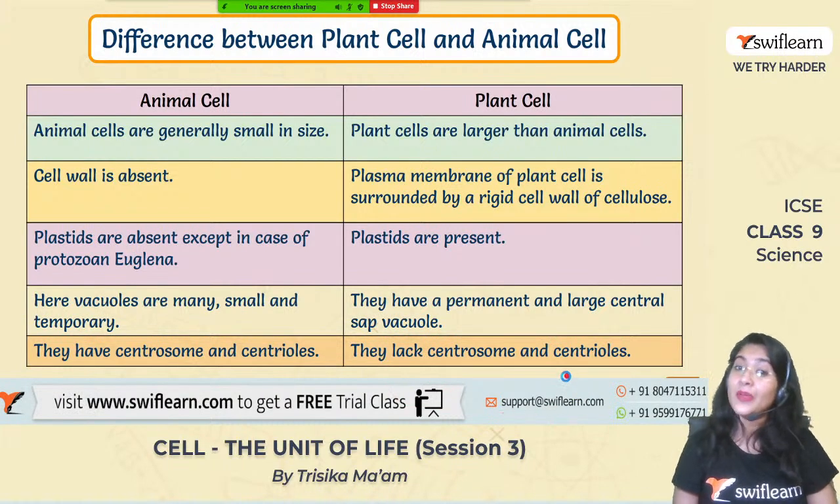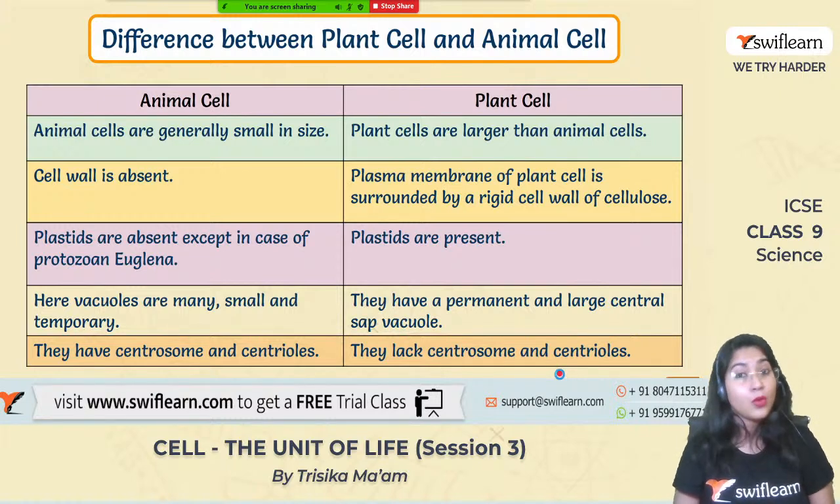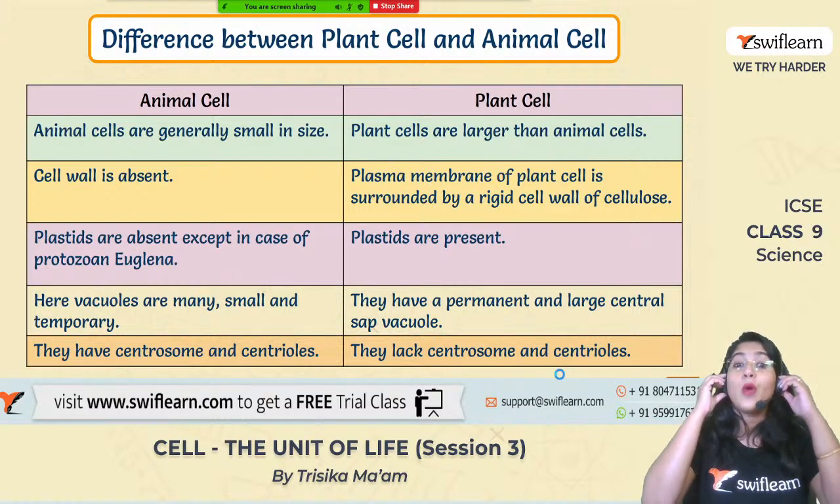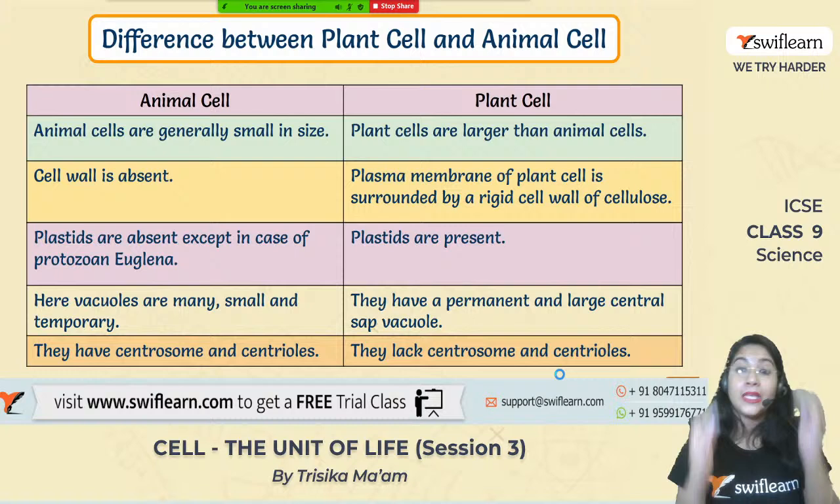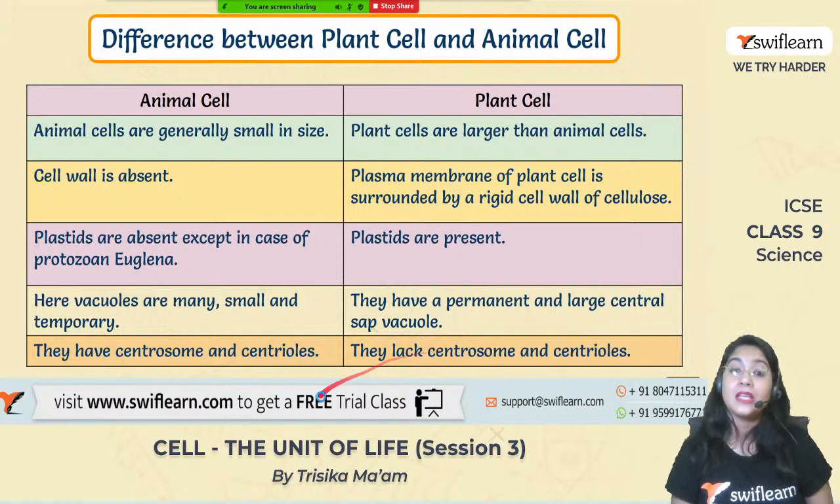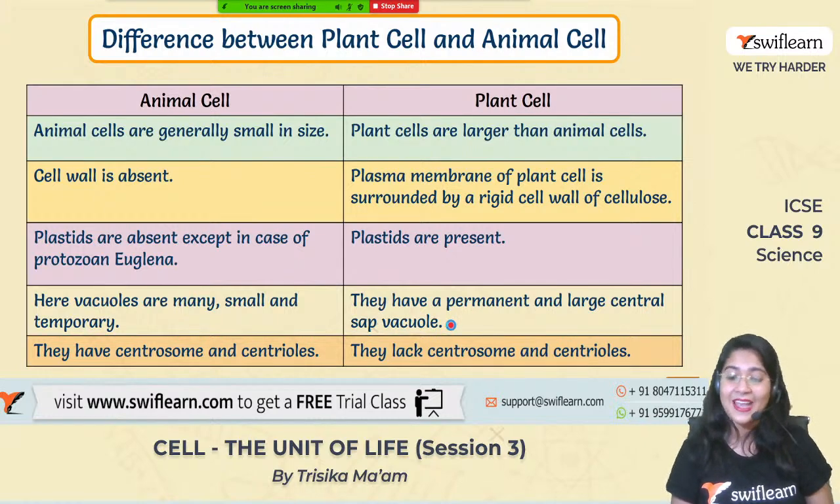So if you get a question about what are the differences between plant cell and animal cell for 3 marks or 5 marks, what you have to write? You have to write all these points. These are the basic and the main differences between the plant cell and animal cell. Okay, and I would prefer that please also practice the diagram of the plant cell as well as the animal cells.